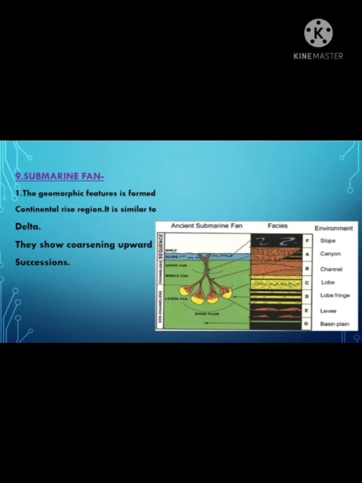And the last one is submarine fan. This geomorphic feature is formed in the continental rise region. It is similar to a delta.